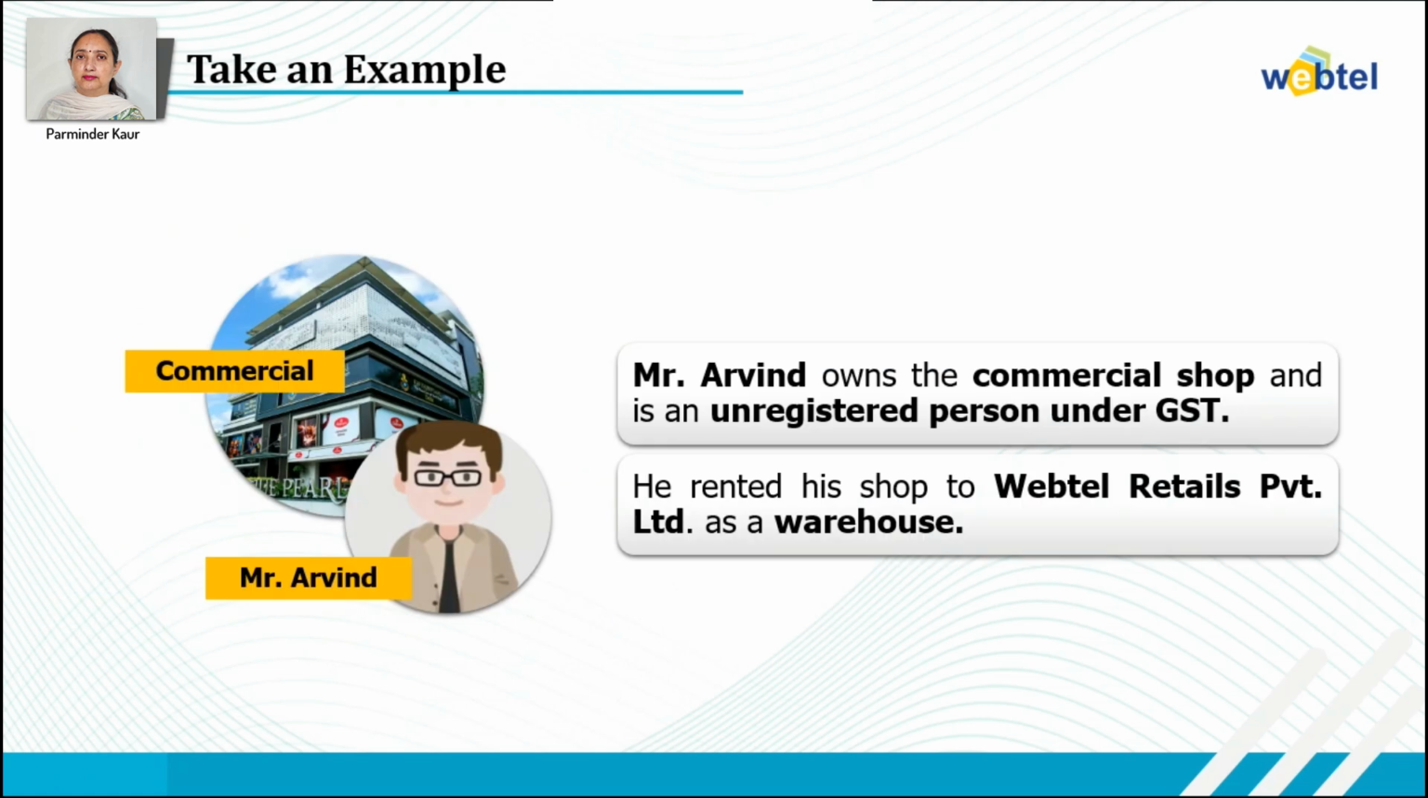Let's understand this concept with an example. Mr. Arvind owns a commercial shop and is an unregistered person under the GST. So Mr. Arvind hasn't registered under the GST, but he has one commercial shop which he wants to give on rent. So Webtel Retail Private Limited takes this commercial property on rent from Mr. Arvind. Mr. Arvind is unregistered, whereas Webtel Retail Private Limited is registered under the GST regime.